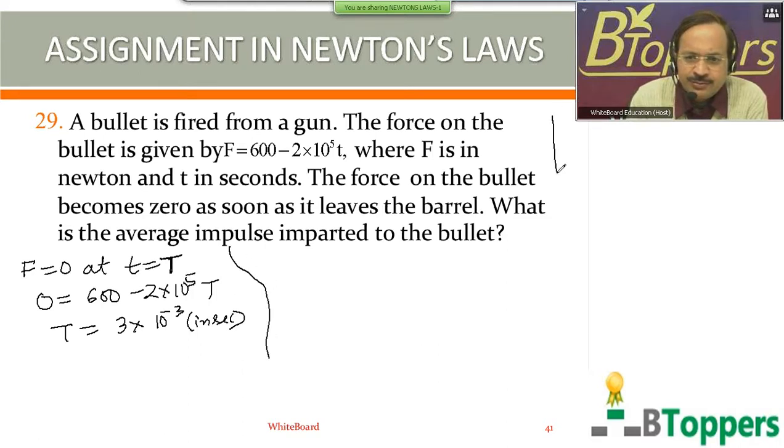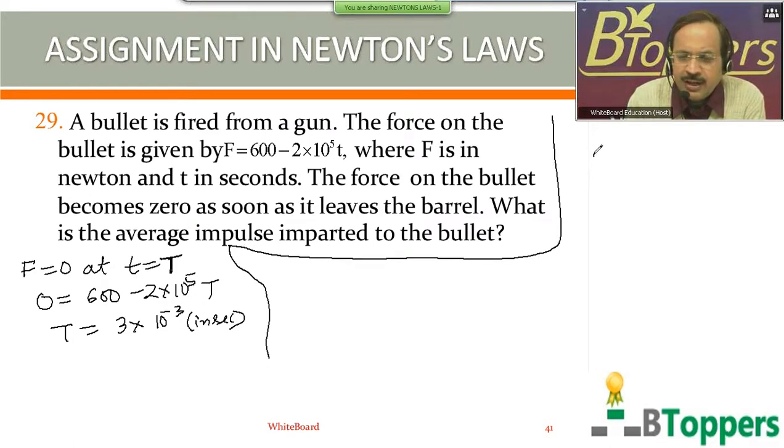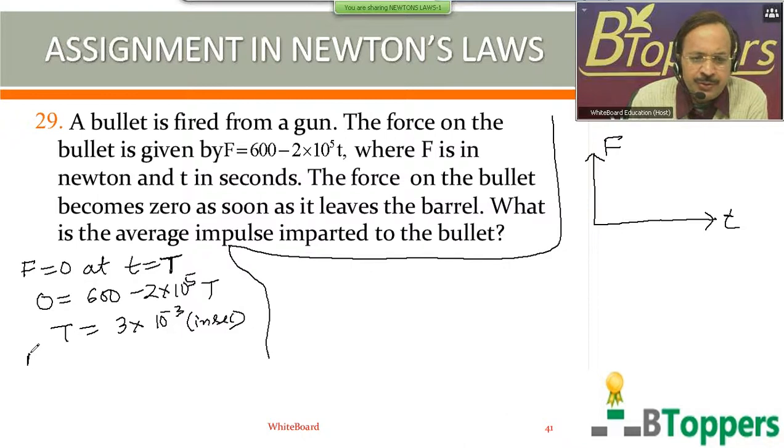Therefore, if you draw a graph showing the variation of the magnitude of the force with time, that means if you take time small t along the x-axis, force F along the y-axis. At t equal to 0, that means the beginning, when the bullet is just fired, you can substitute small t equal to 0 in the equation to know the initial magnitude of the force.